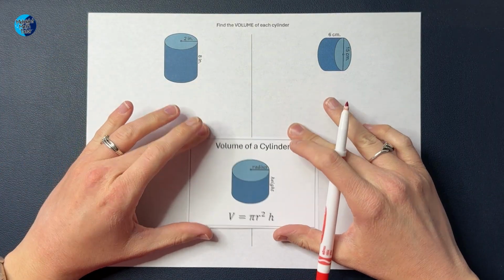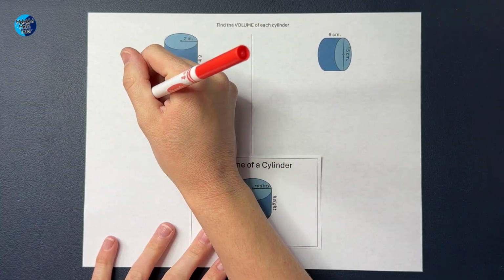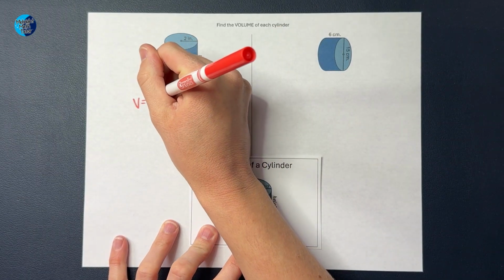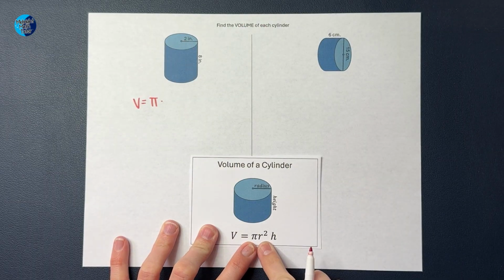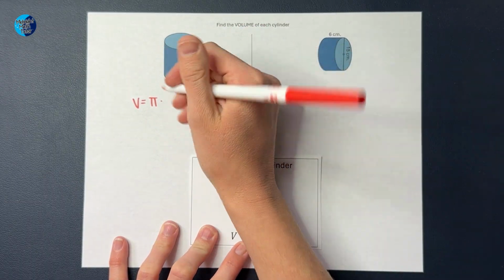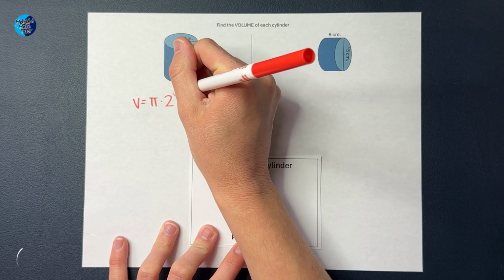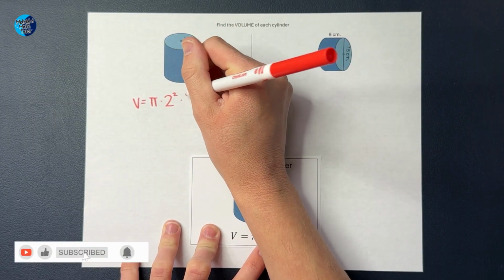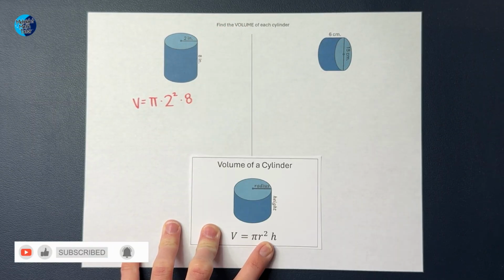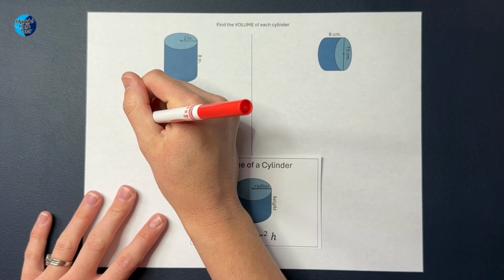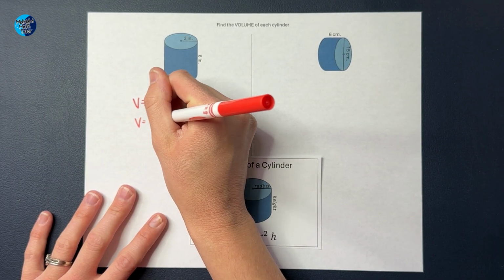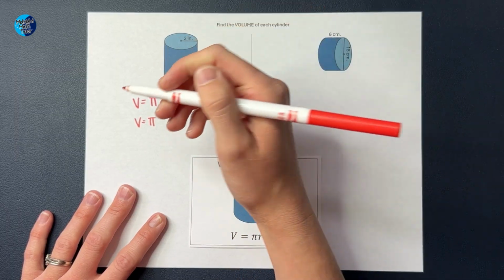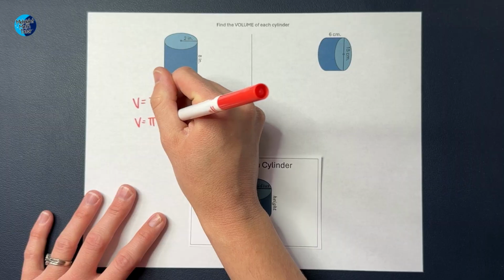So on this one right here, to find the volume of this cylinder, I'm going to take pi times it by the radius squared. So my radius is 2. We're going to square that and then times it by the height, which is 8. All right, so next I'm going to do my volume is pi. 2 squared is 4, and 4 times 8 is 32.